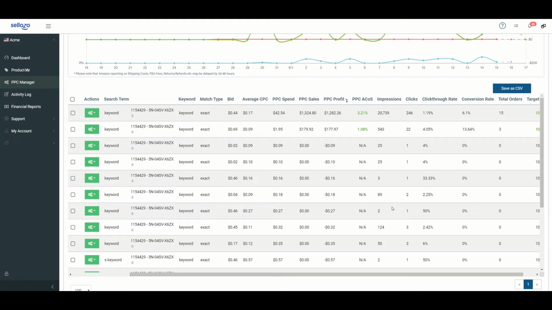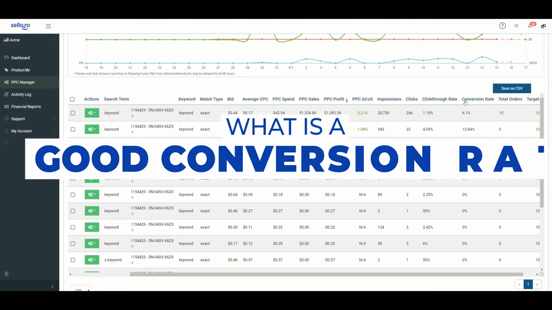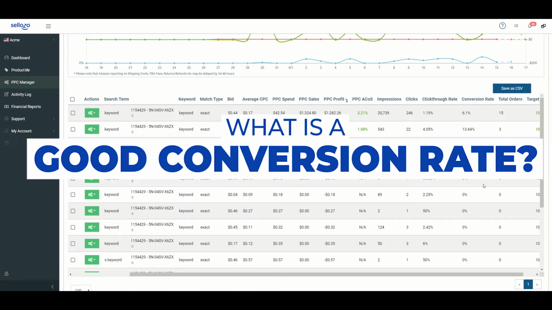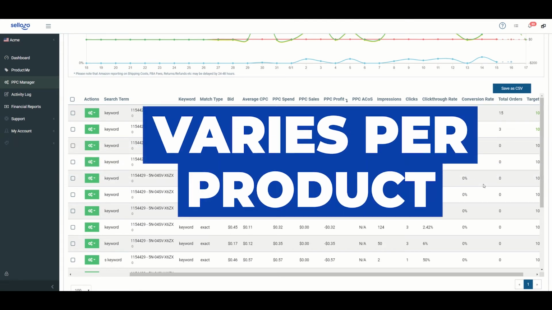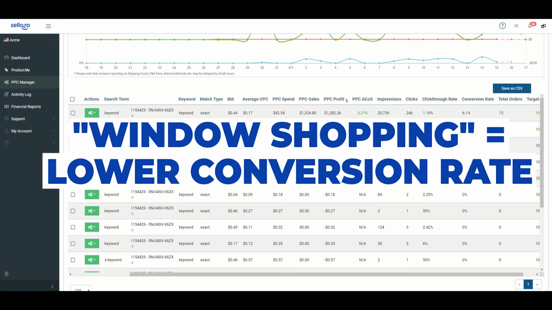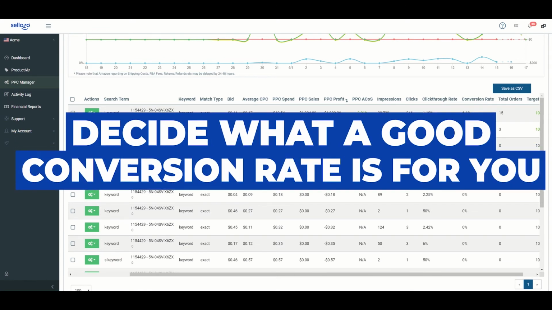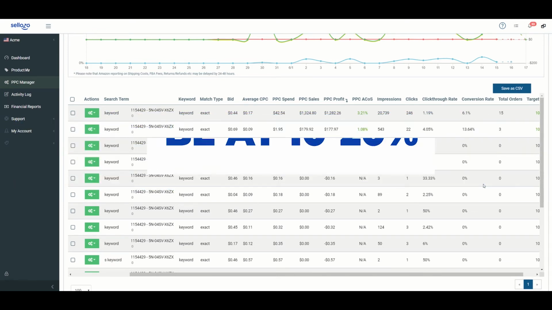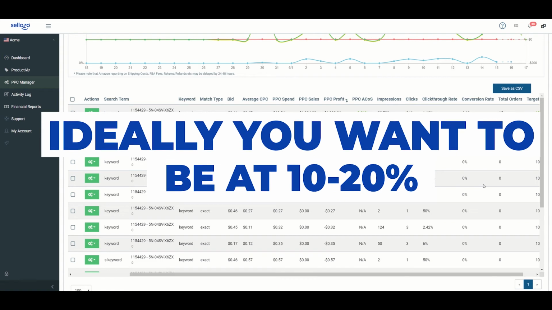Another thing to look at is your conversion rate. Everyone is always asking what a good conversion rate is. This really varies per product, especially if you have a product where a lot of shoppers are window shopping. Say you're selling a jewelry item or something in the fashion space where customers might be clicking around a lot before actually determining what to buy. Those products will definitely have a lower conversion rate. You'll have to decide what a good conversion rate is for you. Ideally, you want to be maybe around 10 or 20%.